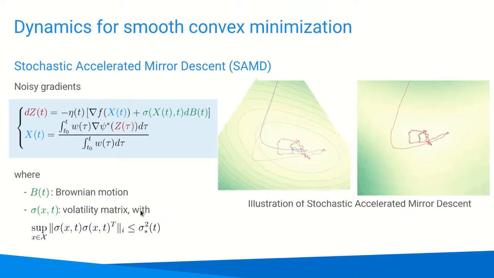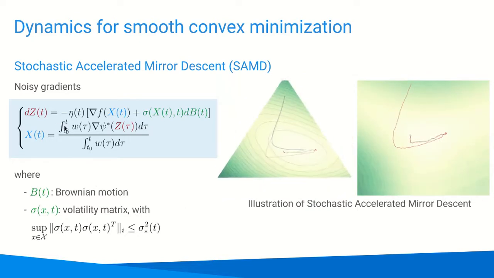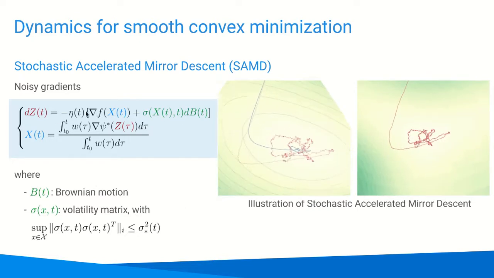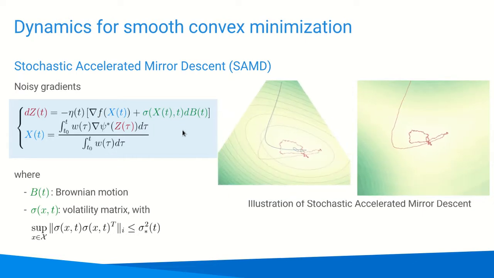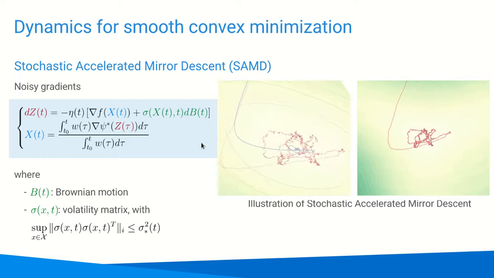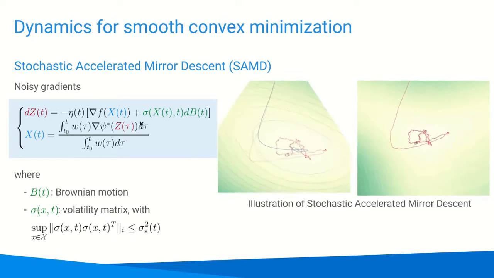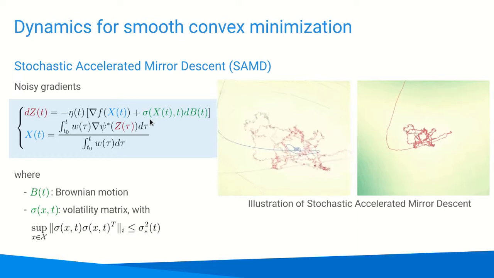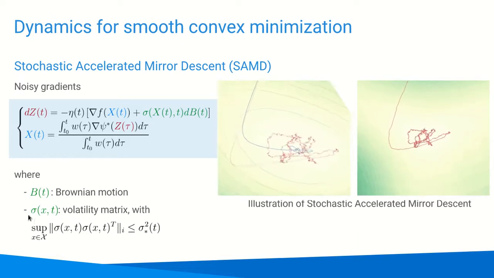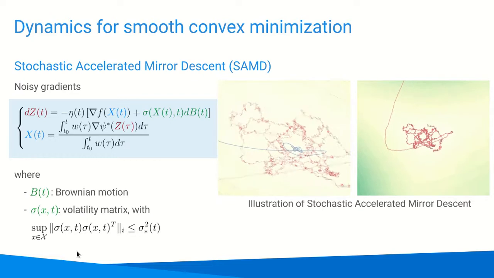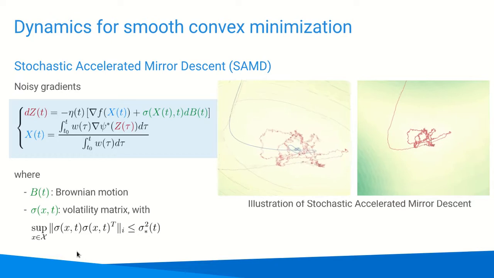In this paper, we study a stochastic variant of the same family of dynamics. The basic idea is to replace the gradient with a stochastic estimate of the gradient. The dynamics can then be described using this Ito stochastic differential equation. Here, B of t is an n-dimensional Brownian motion process, and sigma is a volatility matrix that can depend on x and t. We will assume the following bound on the norm of the covariation matrix sigma sigma transpose, which will allow us to study different noise regimes.